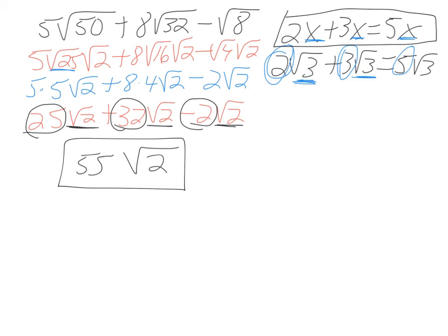So once again, you might have to go back, rewind this to listen carefully to what I'm doing in every single step. And probably the hardest part would just be finding the largest perfect square that will go into the ones underneath the radical. Like the largest number that's a perfect square that goes into 50 is 25. And for 32 it was 16, and for 8 it was 4.